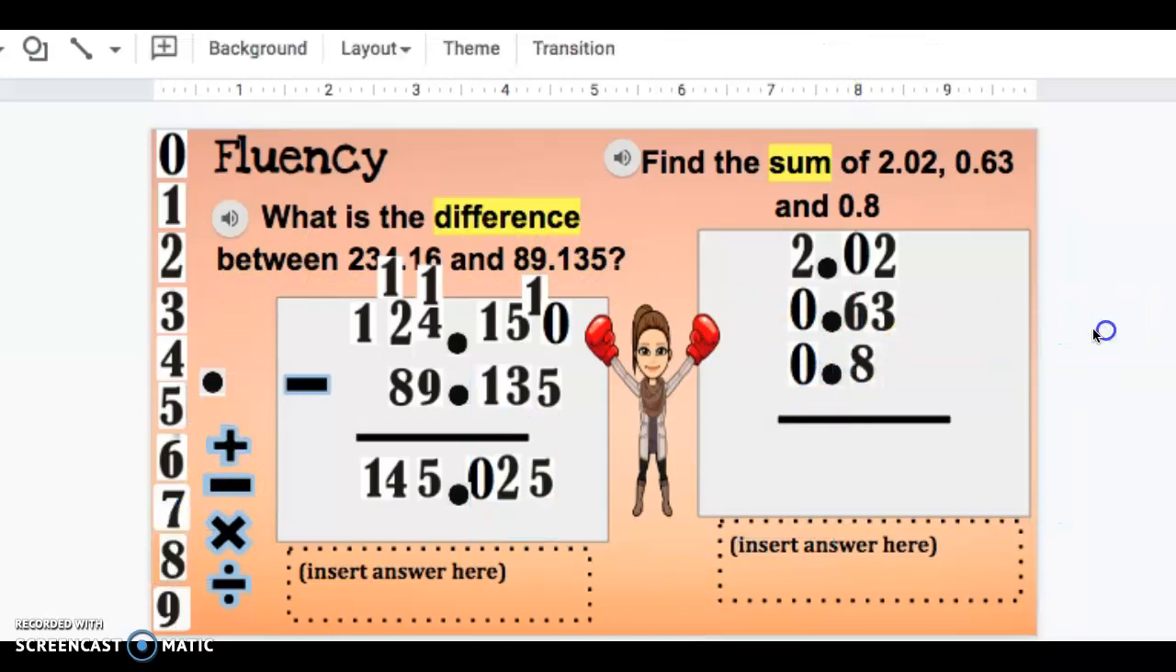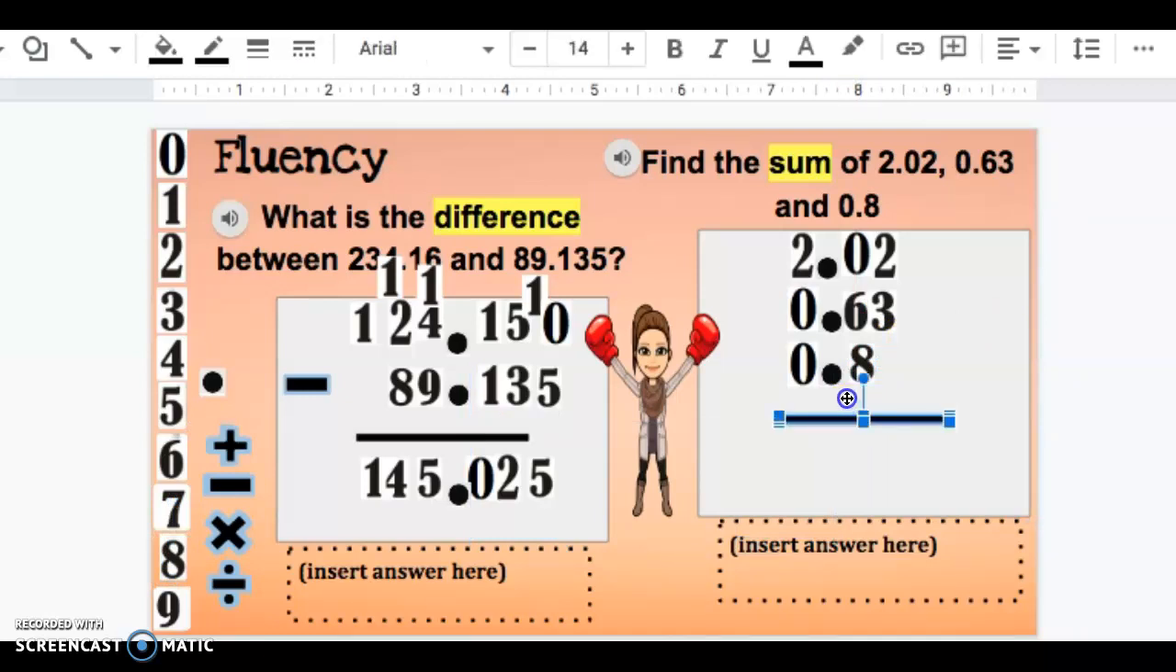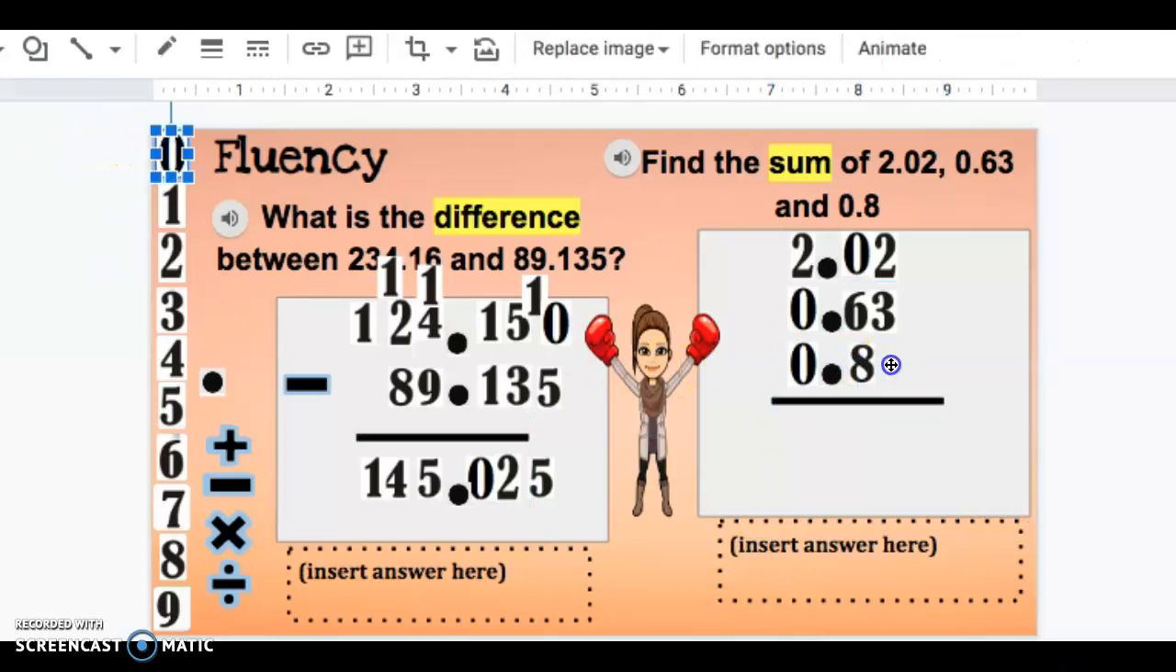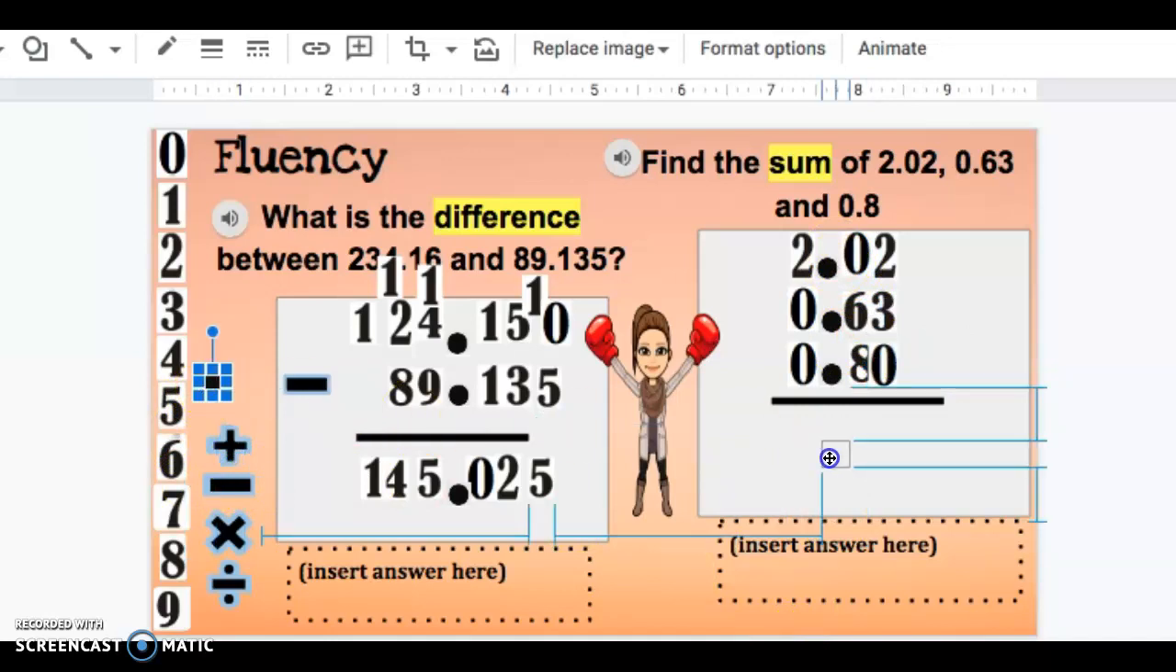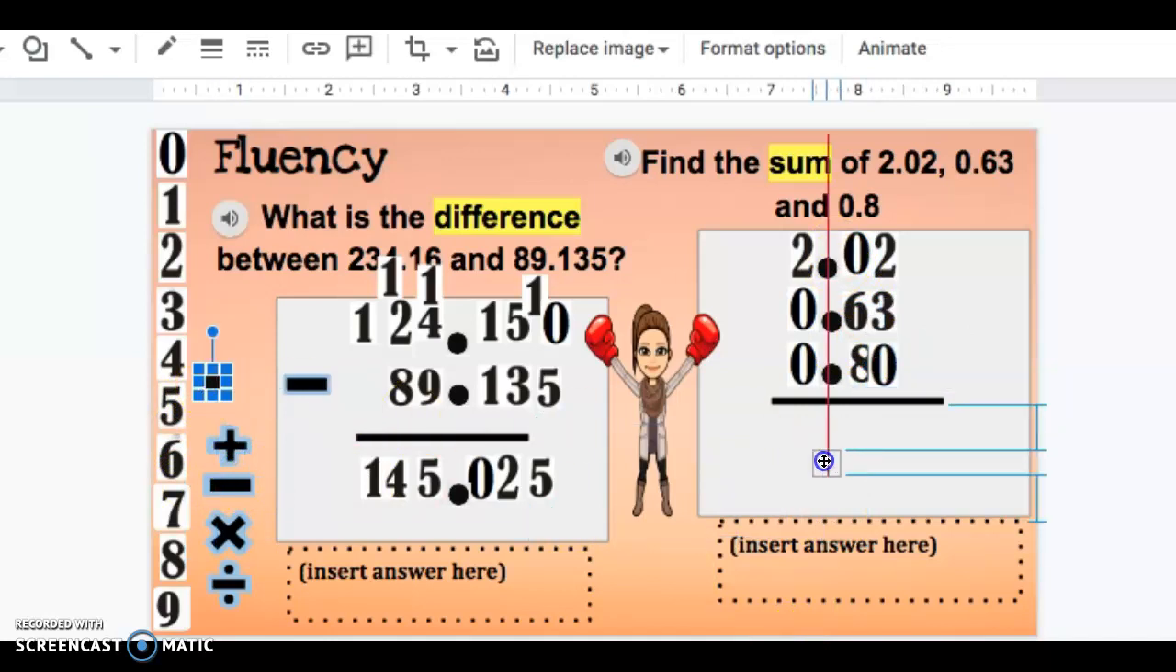So now I have my work. So now I need to put a 0 for a placeholder. And then now I can start by adding. I start off dropping my decimal point straight on down, dropping it like it's hot, keeping it in line to where it belongs. And now I can start adding from right to left. So I have 2 plus 3 plus 0, 5.